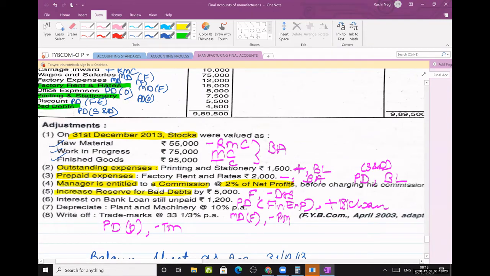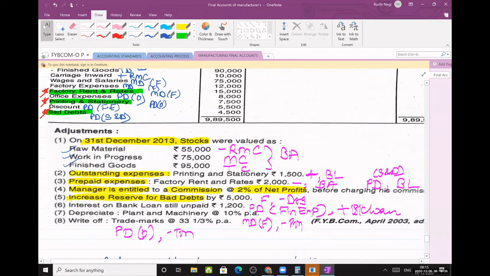Increase in reserve for bad debts. So this is my financial expense. I will be writing the formula. Then interest on bank loan still unpaid. Unpaid means outstanding. So it will be P&L account debit under financial expenses, and second effect will be add to bank loan. If you're not adding it to bank loan, then you can even show it on balance sheet.